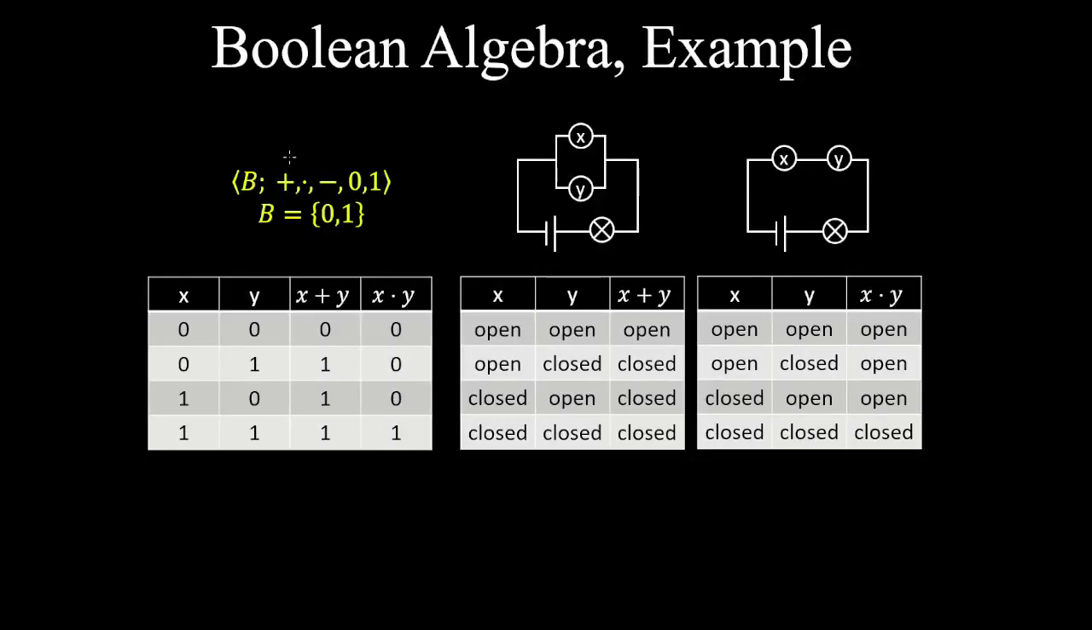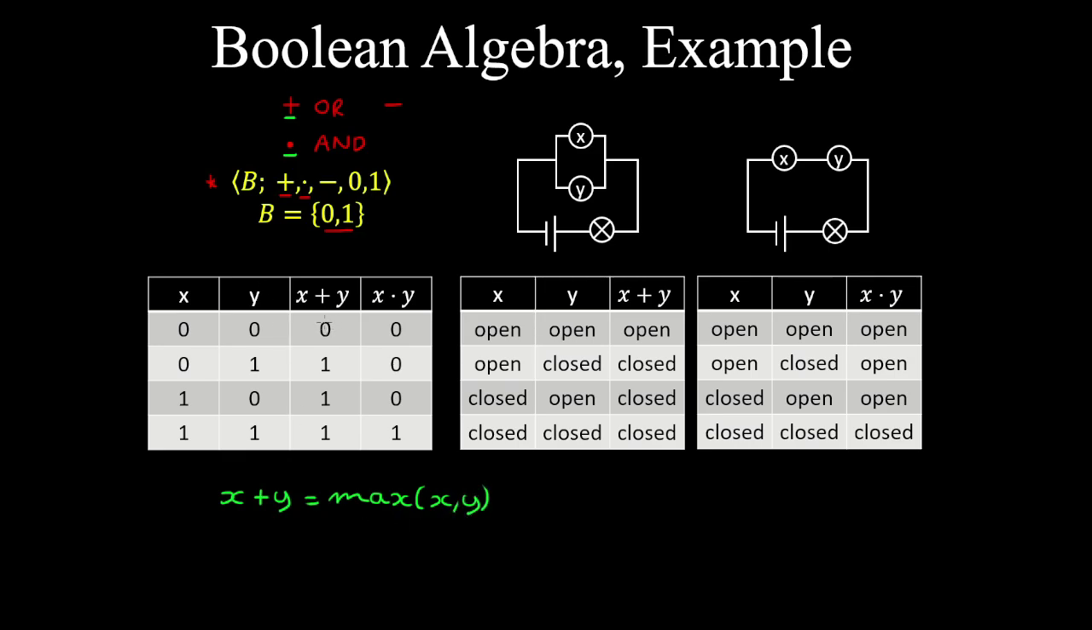Let's make some interpretations of our Boolean algebra with our binary set, with our binary operations being OR and our unary operation being the complement. Note that these operations can be anything as long as they satisfy the axioms of a Boolean algebra. For example, the OR operation can be the maximum between x and y.